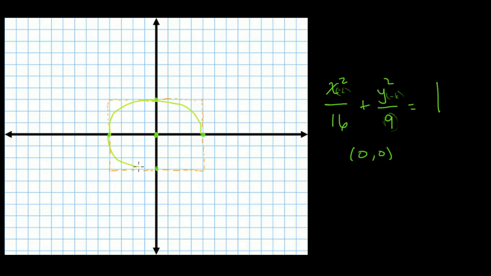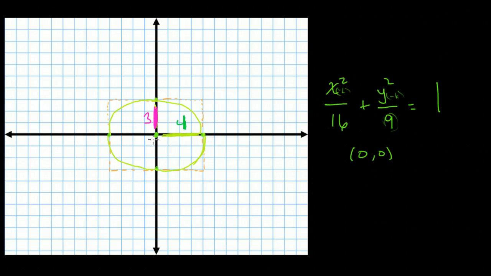As you can see, this ellipse opens wider than it does tall. It's got a major axis. It's got a semi-major axis of 4, whereas its semi-minor axis, this axis here, let's even use a different color for that, this axis here is 3.